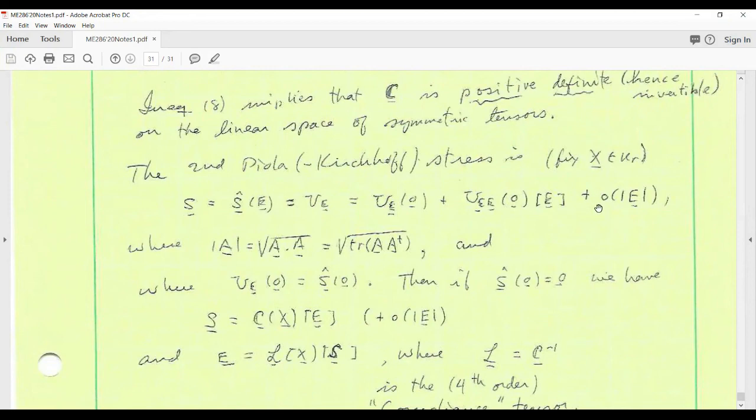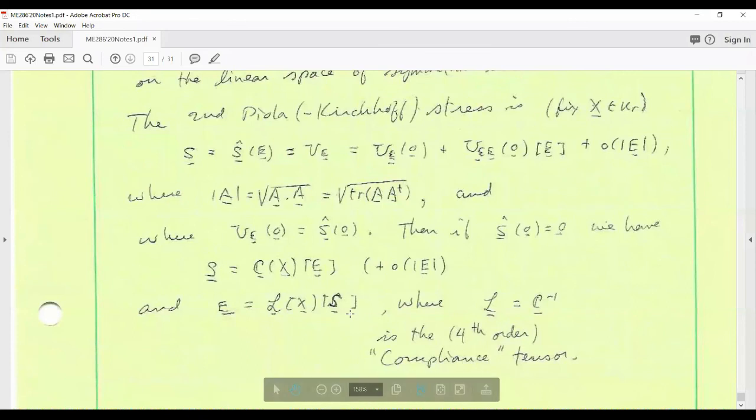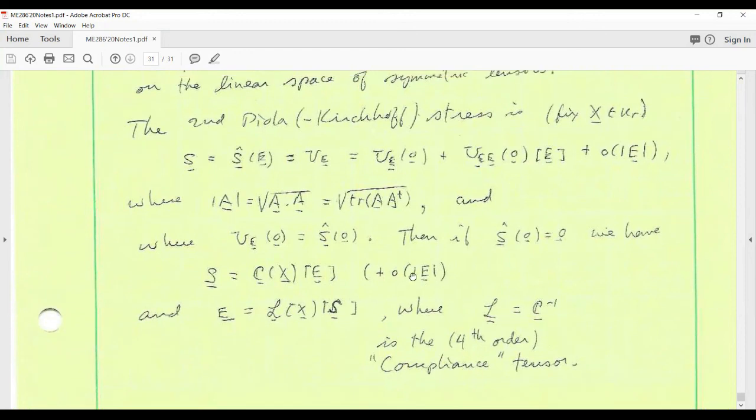And then these nonlinear terms would be small, negligible, if E itself is small in norm. So if we suppress these nonlinear terms, then we have the classical linear stress-strain relation. And from what we've just said, we know that C is invertible, which means we can solve this for E in terms of S. L would be the inverse of this, the fourth order inverse tensor. We call that the compliance tensor, okay? And so this model would be appropriate even if the material suffers large displacements, provided that the strains are small, okay? So you could imagine a scenario in which the rotations of the body are large, but the strains are small, then this constitutive equation would be entirely appropriate.